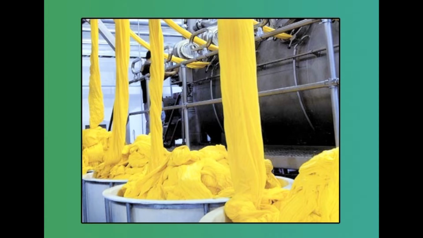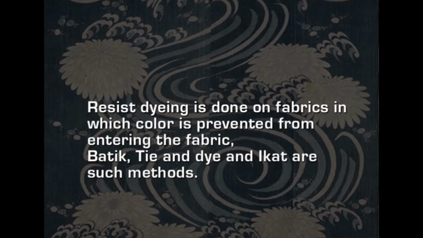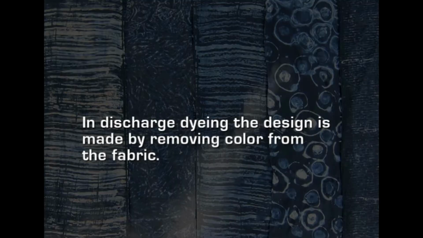Piece dyeing of the fabric usually produces solid colors and costs less than dyeing loose fibers or yarns. There are different styles of dyeing, which are called direct dyes, discharge dyes, resist dyes and jet dyes, etc. Resist dyeing is done on fabric in which color is prevented from entering the fabric. Batik, tie and dye and ikat are such methods. In discharge dyeing, the design is made by removing the color from the fabric.